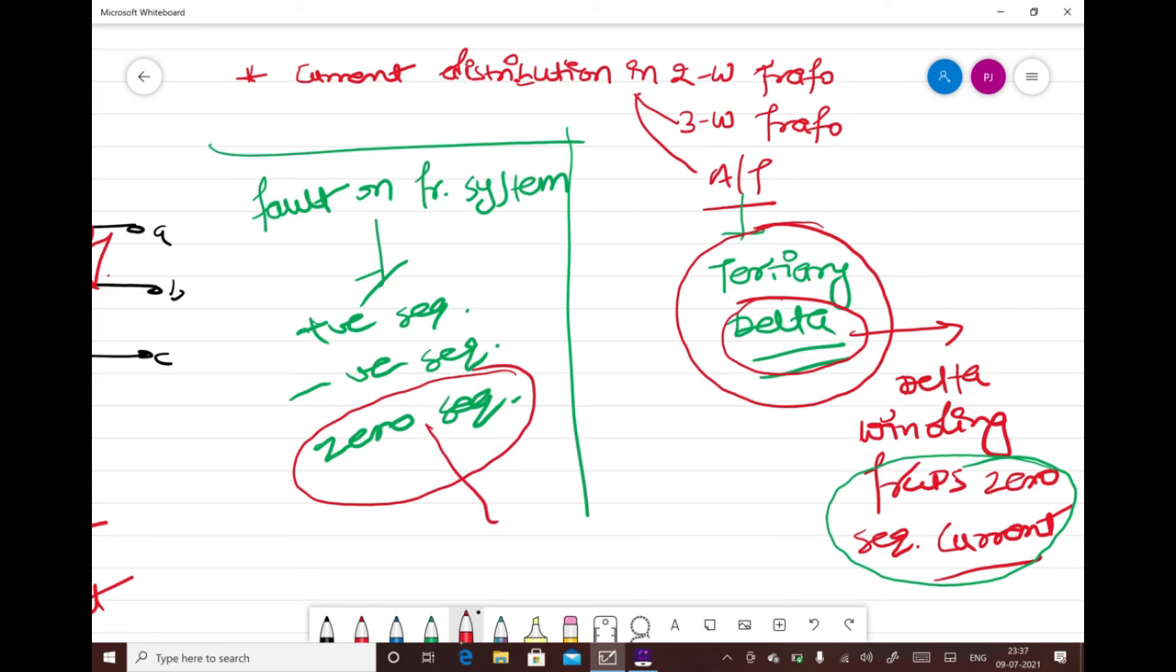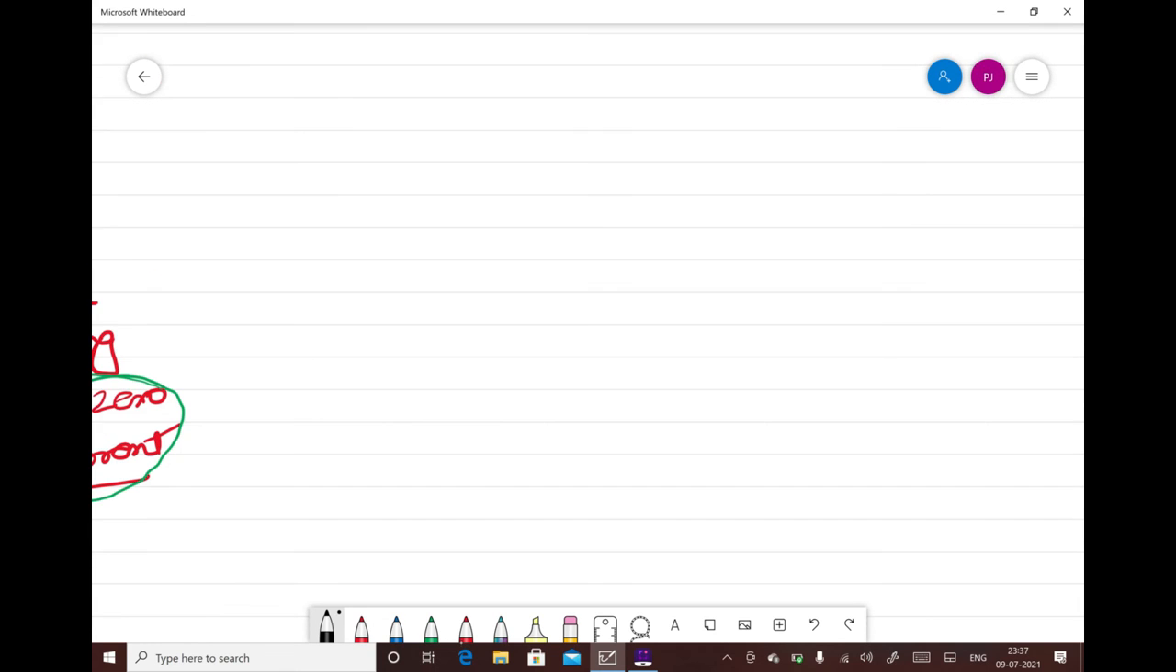And you know that the meaning of zero sequence is three vectors of equal magnitude with no phase difference between them. So this is your zero sequence. Now we will discuss how delta winding traps zero sequence current in very, very simple terms. So suppose this is your delta winding.